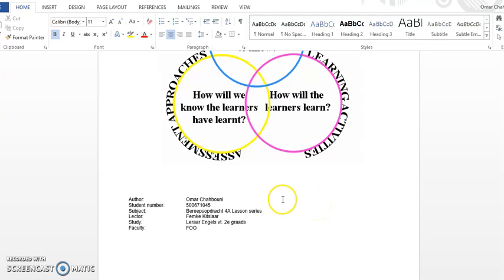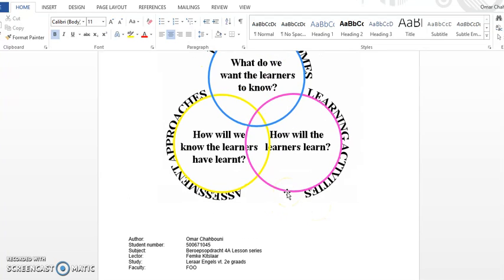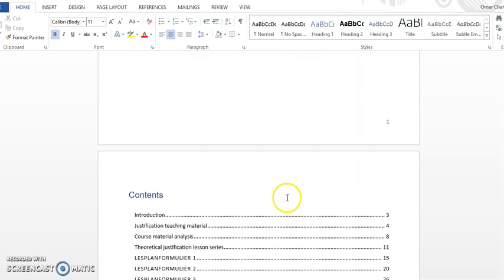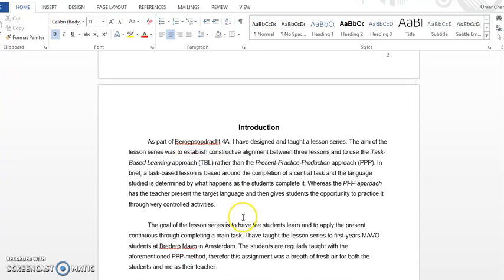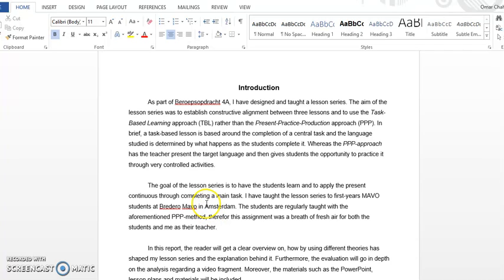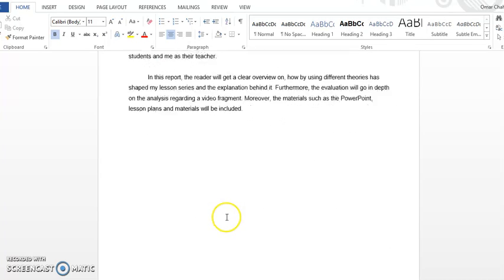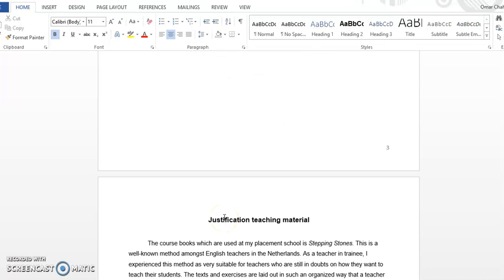What you see in front of you is my BO4A document, my verslag, my assignment, and let's go through it. I already gave a short introduction, and let's move on to the justification of my teaching materials.